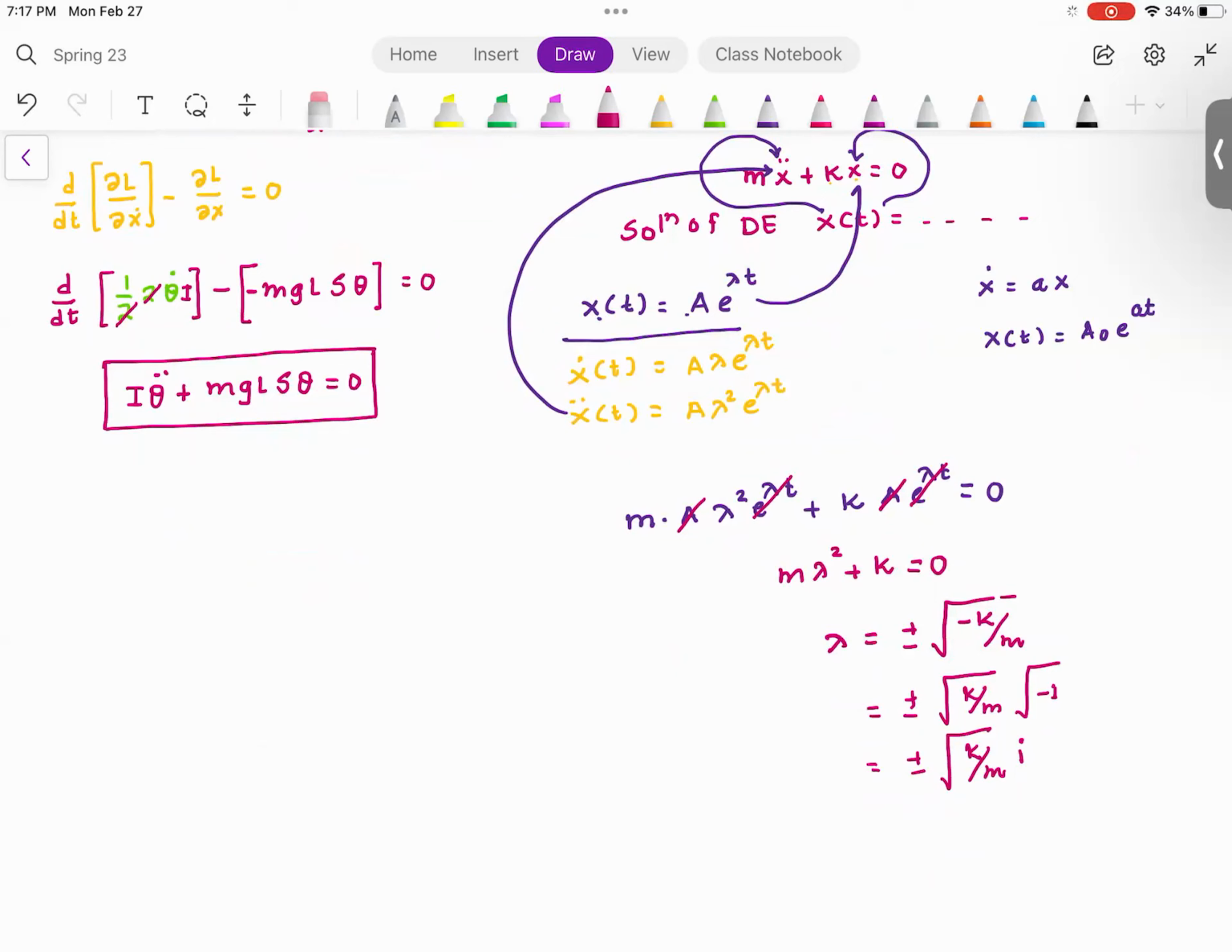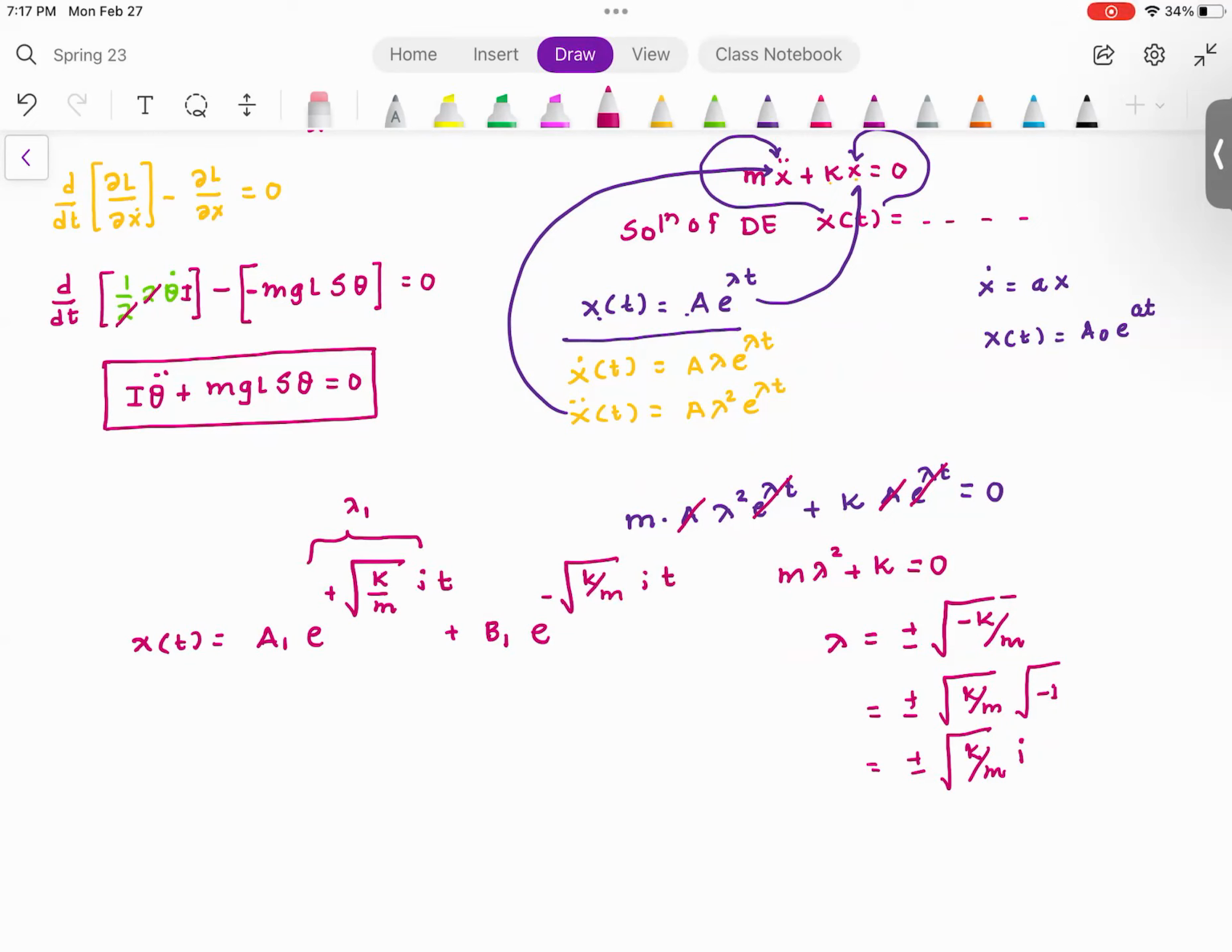Since there are two lambdas, my complete solution x of t is going to be A1 e to the plus square root of k by m i t. Remember, this is my lambda 1, plus B1 e to the minus square root of k by m i t. You agree with me?